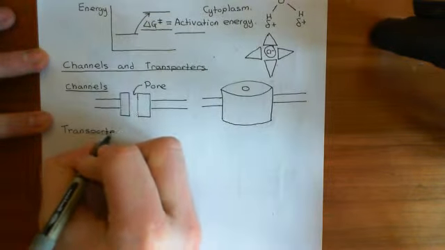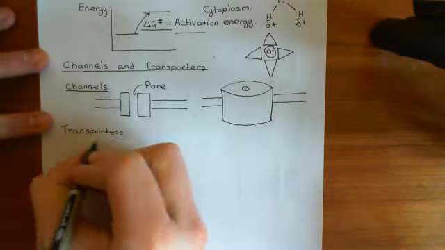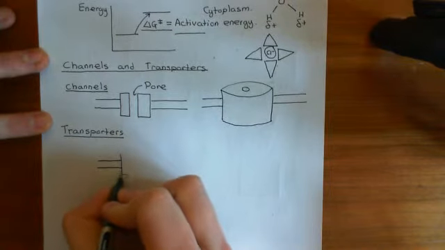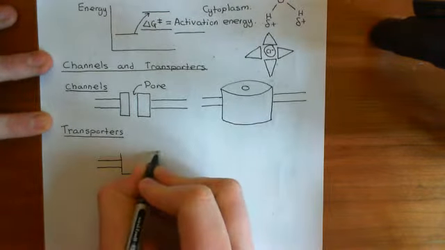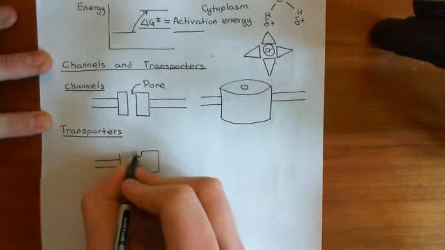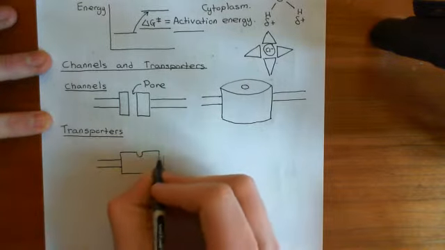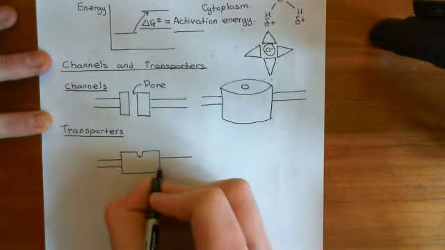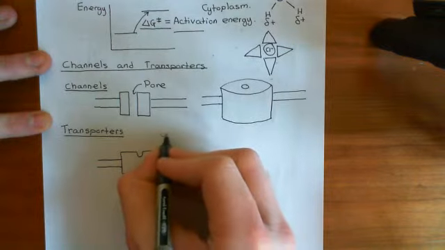Let's contrast this now to transporters. Let me show you a transporter. The idea of transporters is, let's say we're trying to get something into the cell. What will happen is the molecule which needs to be transported will bind to the transporter which is currently in the outward facing state.